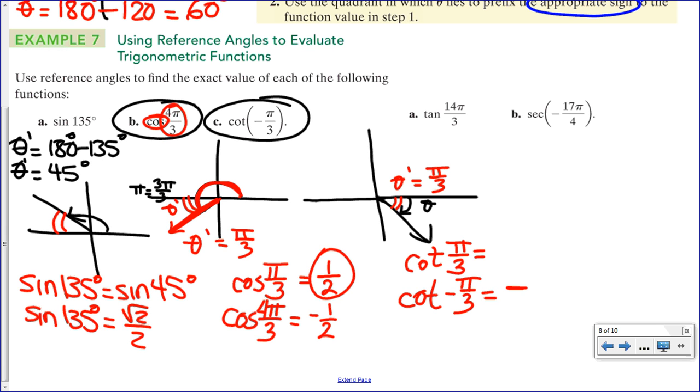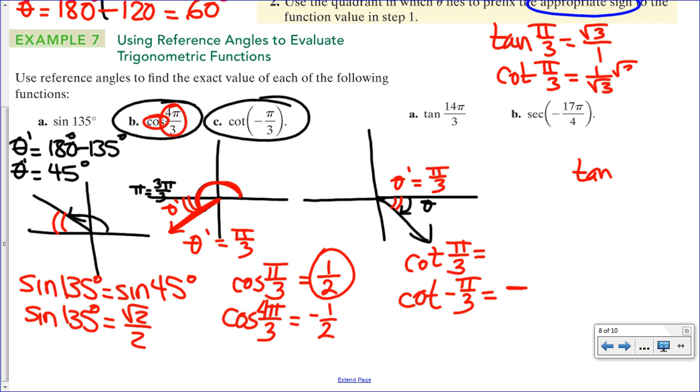Now going back to your table, you guys know the tangent of pi over 3, right? What is the tangent of pi over 3? Square root of 3, right? That means it's that. So the cotangent is the reciprocal of it, so it will be 1 over the square root of 3. And then after we rationalize, we will get the square root of 3 over 3. That is the cotangent of pi over 3. However, the cotangent of our angle will be negative. So negative square root of 3 over 3.